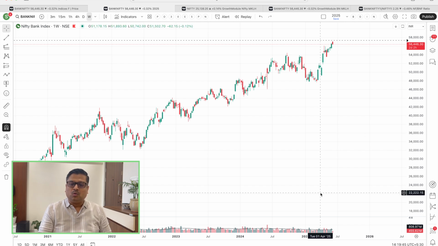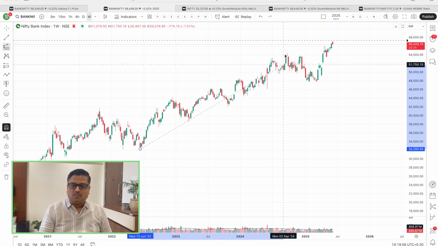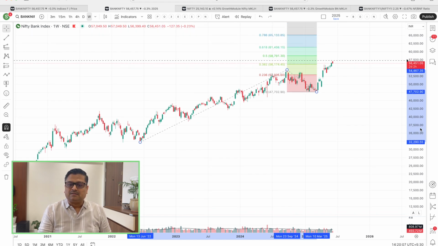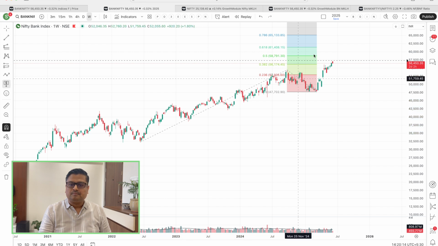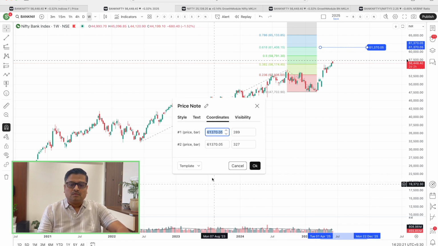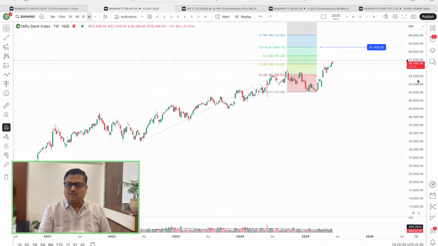From the significant low of 2022, price made a high, then a shallow retracement to a high, shallow retracement, and again if we take a look, you will realize that the next targets which are possible can be 61,400, 61,408. So this is going to be one of my important targets.